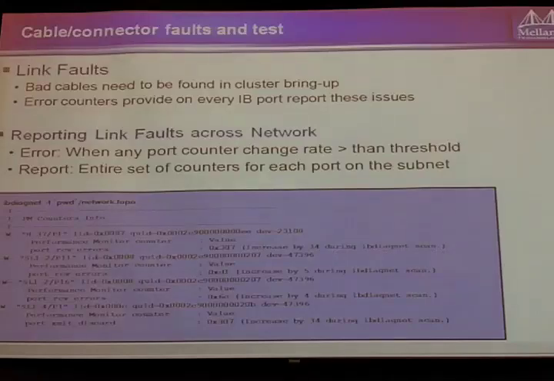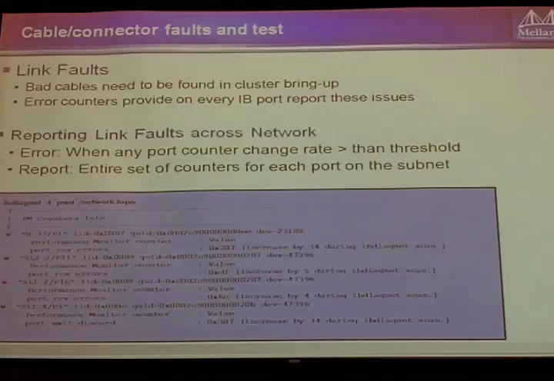Okay, let's look at cable connector faults and link faults. So link faults are bad cables. You can have cables that aren't plugged in all the way, so you're sending data, but you may not have the right speed or the right width. You may have a marginal cable where you're throwing excessive bit errors. So IBDiagnet finds this with error counters, which will report any bad issues. IBDiagnet will report link faults across the network. So when any port counter changes at a rate larger than a threshold that you've defined in a configuration file for IBDiagnet, you'll get this report.